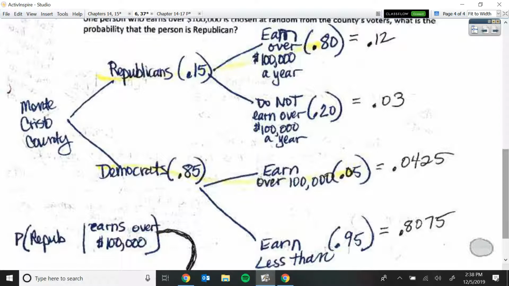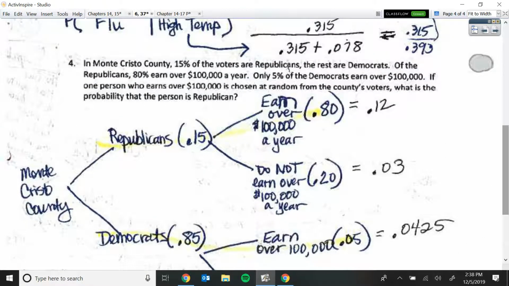Okay. All right. So let's go then answer the question. So here we go. If one person who earns over $100,000 is chosen at random, what's the probability that that person is a Republican? So what's that question telling me? Do I have given information or not? Is it just an overall or is it conditional?